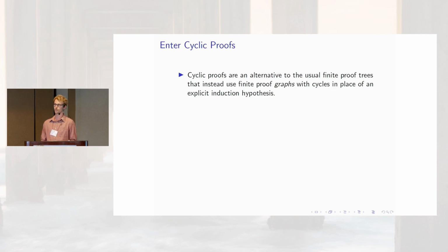So that's where cyclic proofs come in. Cyclic proofs are an alternative to traditional proof by induction that have grown in popularity in recent years because of their nice theoretical properties, which also lend themselves to great possible applications. They replace a finite proof tree with an induction rule by a proof graph. This can now have cycles, and the cycles are stand-ins for induction hypotheses.